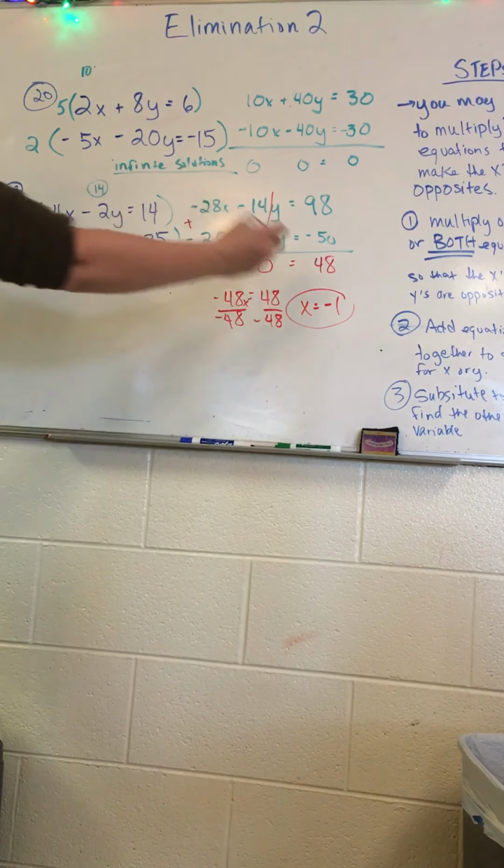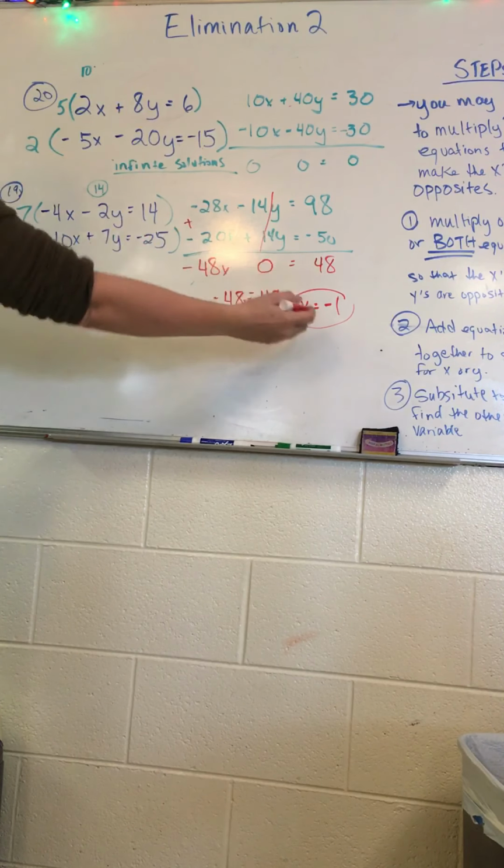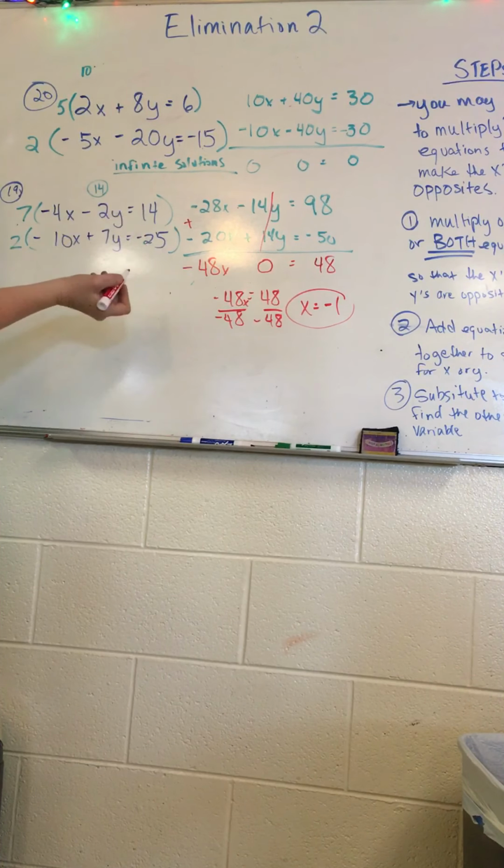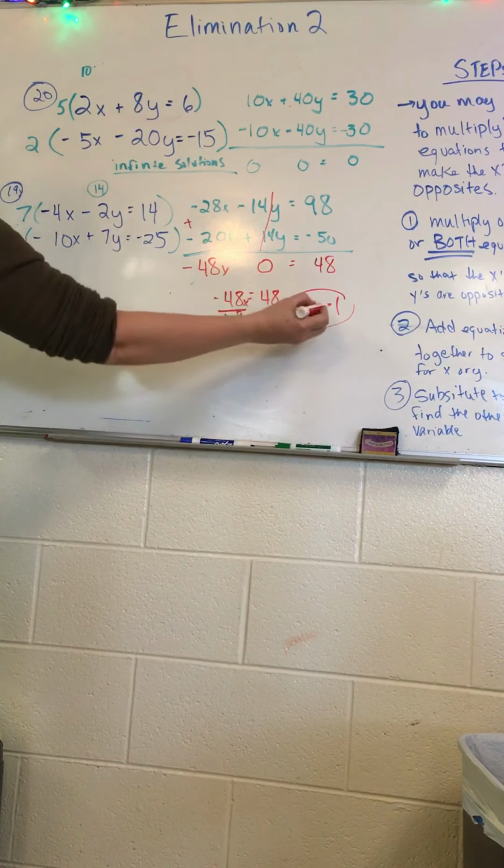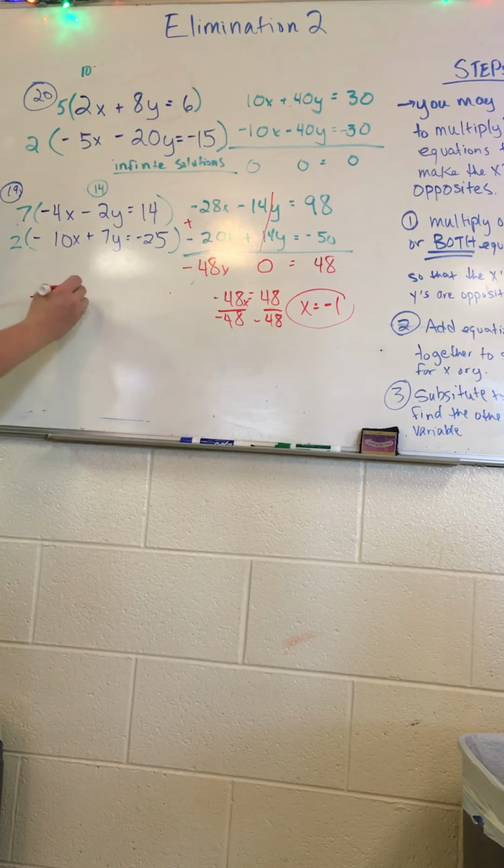So if x is negative 1, I put negative 1 for x in one of the equations. I'll just do this first one. So then I do negative 4 times negative 1, because x is negative 1, I substitute it in, minus 2y equals 14.